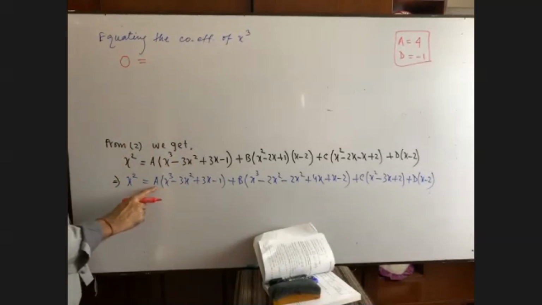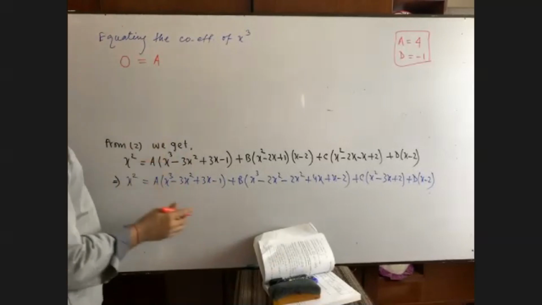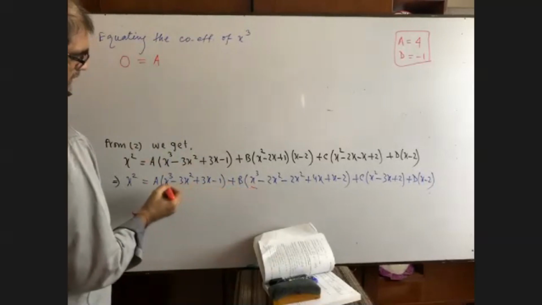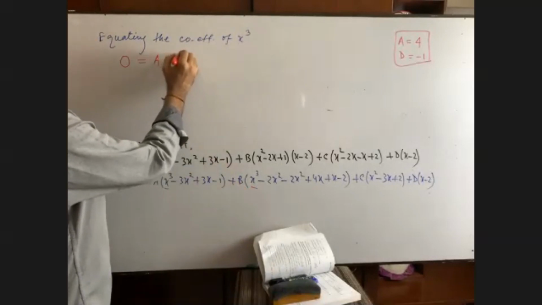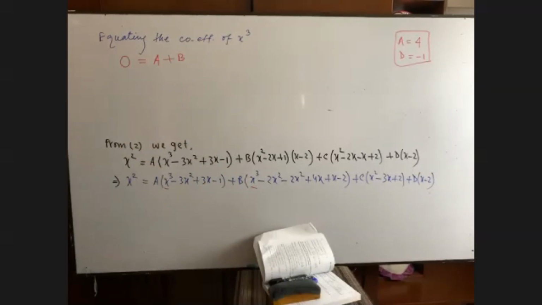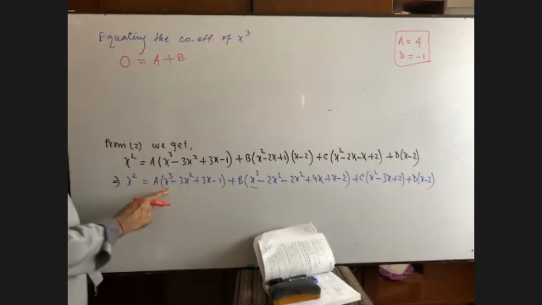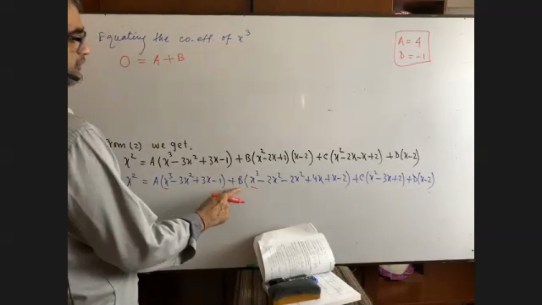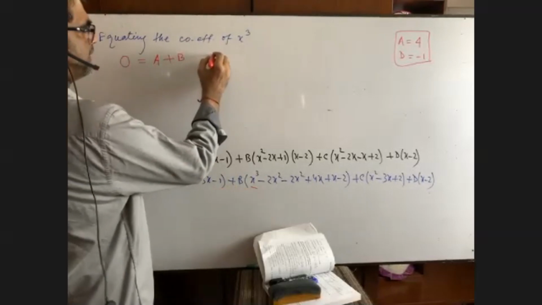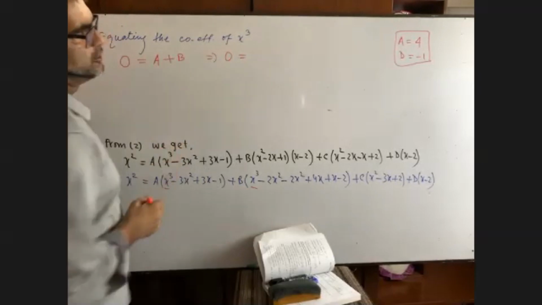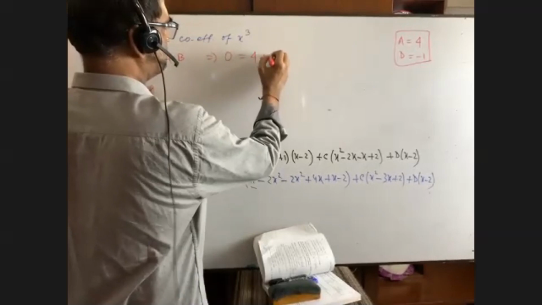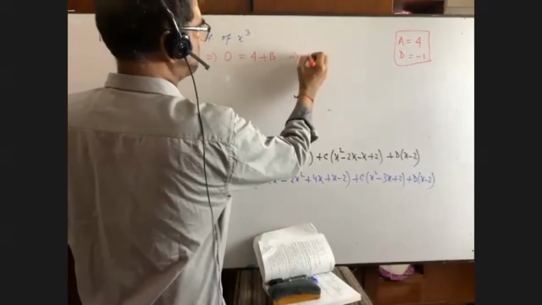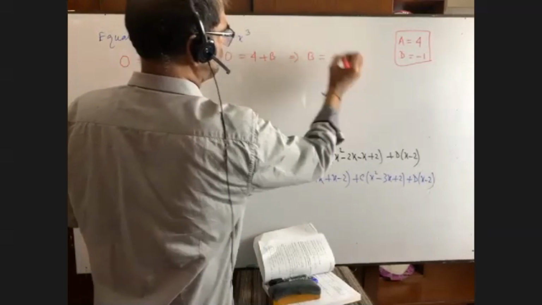Here coefficient of x cube is A. Here x cube, here x cube, coefficient of x cube is B. You see, we don't have any other x cube. We have only 2 x cubes in the right hand side. Here the coefficient of x cube is A. Here the coefficient of x cube is B. It implies that 0 equals, what is the value of A? Value of A is 4. So we are getting 4 plus B. That means B equals minus 4.